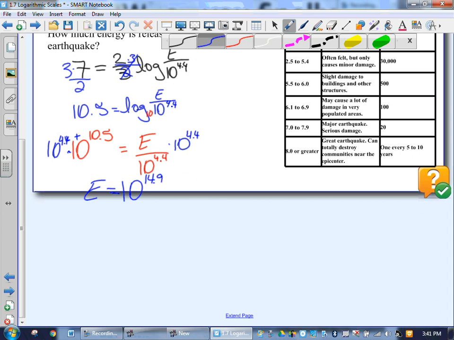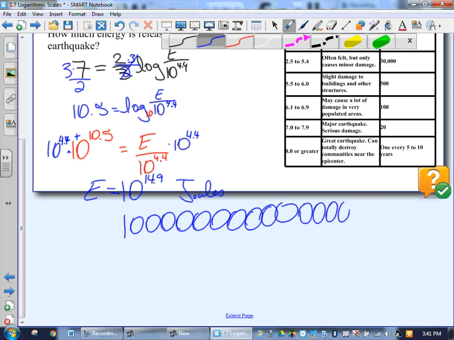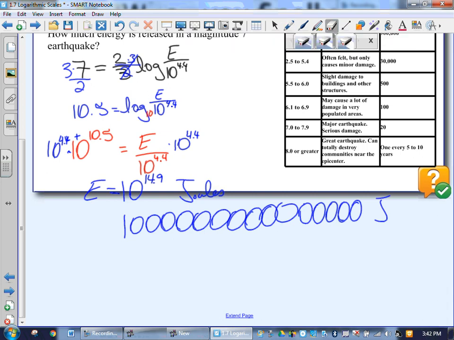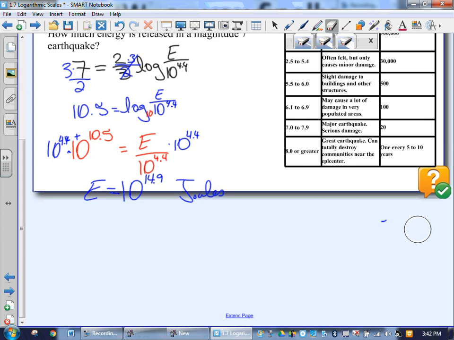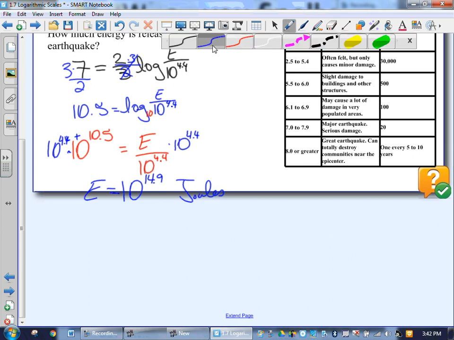14.9 joules. If you do care to evaluate that on your calculator, it's going to be a huge, huge number. Approximately 1 and 15 zeros. So I don't even know how many zeros I have here. 1, 2, 3, 4, 5, 6, 7, 8, 9, 10, 11, 12, 13, 14, 15. So that many joules. So a lot. And that's an approximation, of course. Hence why it's easier to write 10 to the power of 14.9. Okay, so this is one example of a log scale.